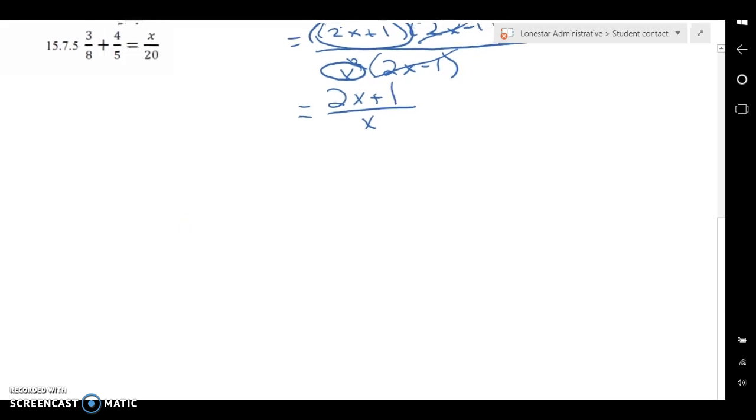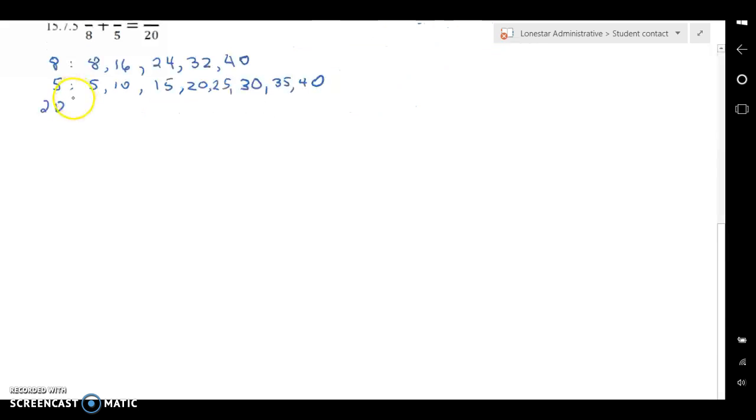We have 3/8 plus 4/5 equals x over 20. We have an 8 and a 5 and a 20. And we need to know a number that all three of those go into. So we're going to write multiples. 8, 16, 24, 8 times 4 is 32, 8 times 5 is 40. We'll stop there unless we need to go on. 5 times 1 is 5, 5 times 2 is 10, 15, 20, 25, 30, 35, and 40. And then for 20, we have 20 and 40.